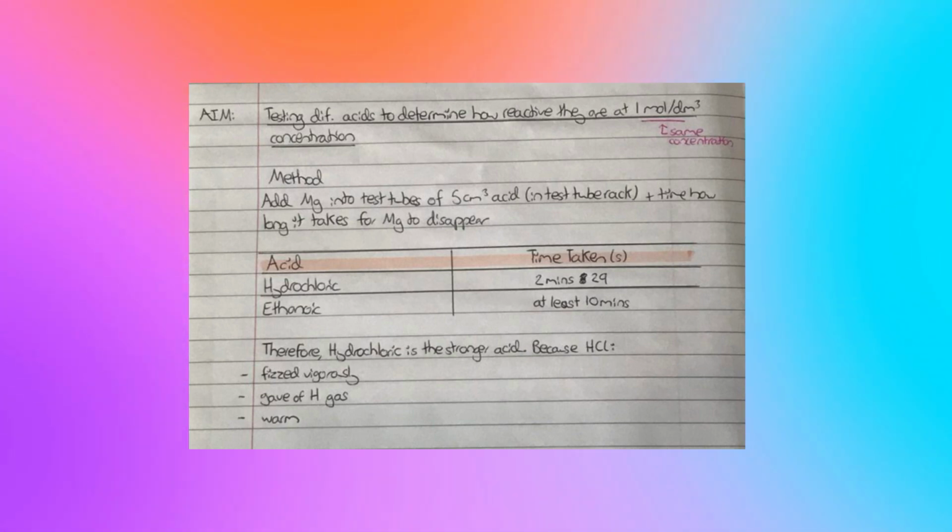It will take less time for the magnesium to disappear in the test tube full of hydrochloric acid, and this is because hydrochloric acid is a stronger acid. It also fizzes more vigorously, gives off hydrogen gas, and warms up quite a lot in the hydrochloric test tube.